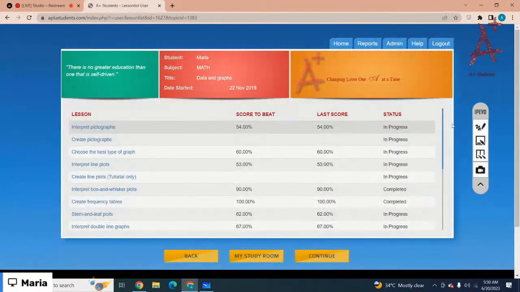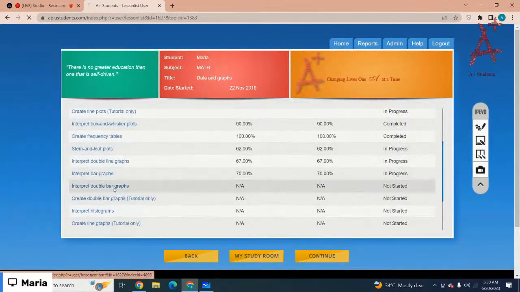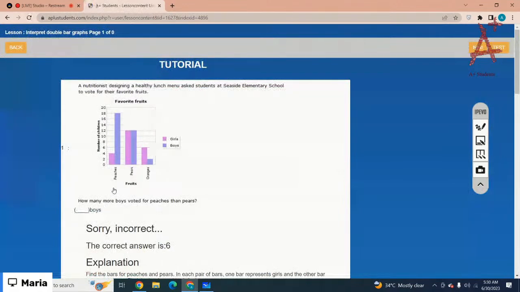And the next topic is interpreting double bar graphs. Okay, a nutritionist designing a healthy lunch menu asked students at Seaside Elementary School to vote for their favorite fruit. The purple color is for girls and the blue color is for boys. How many more boys voted for peach than pears? Okay, so peach, how many boys?